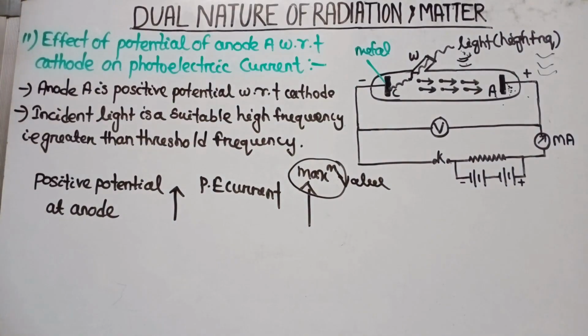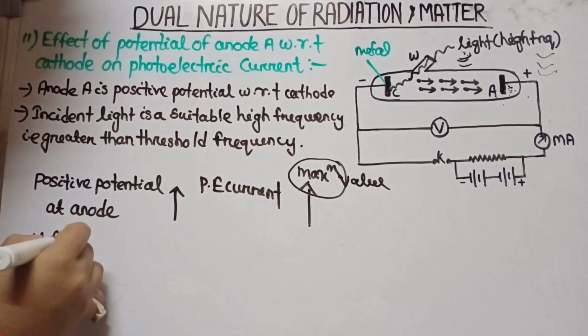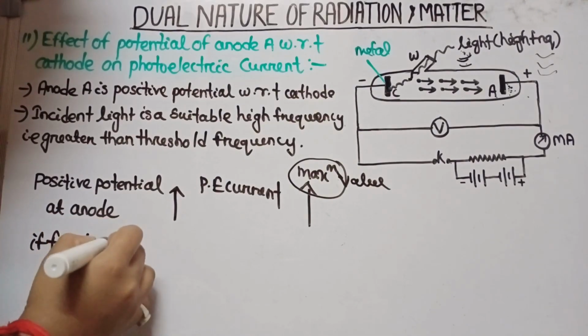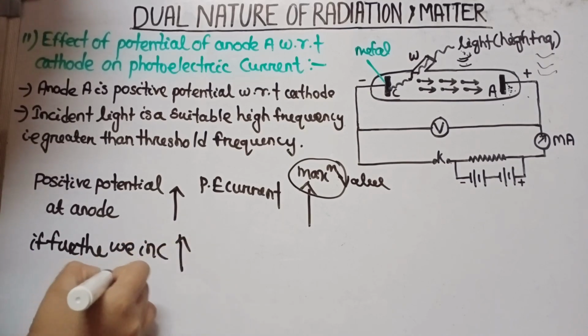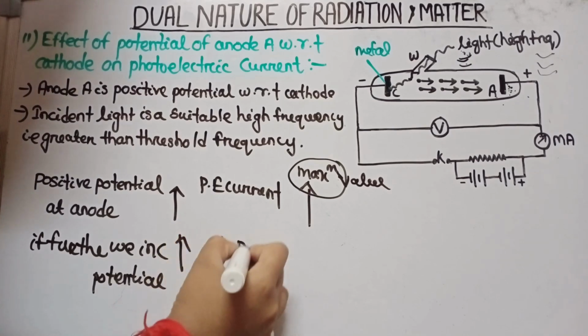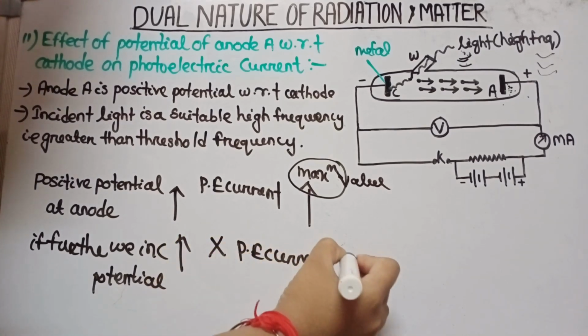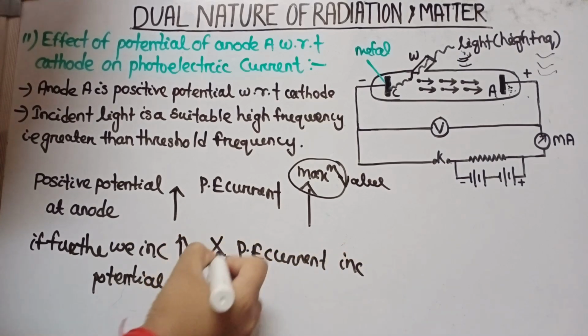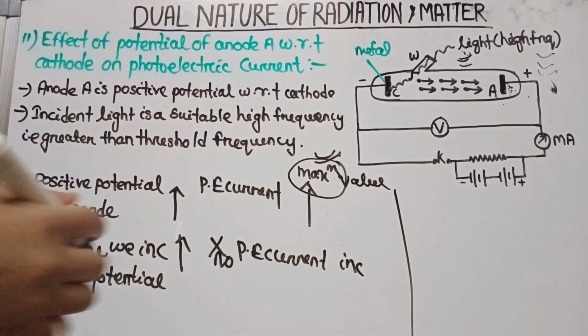Then what happens? If we further increase the potential, then the photoelectric current does not increase any more. Okay, here I will give you an example so that you are clear about it.